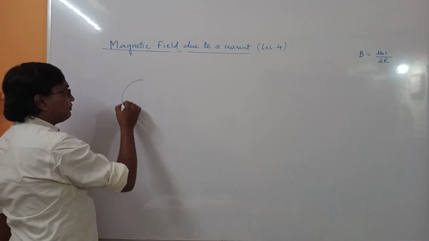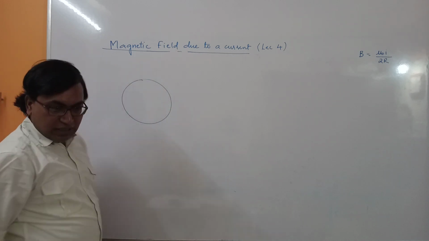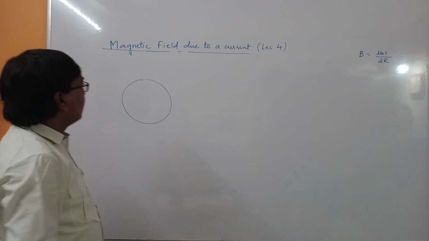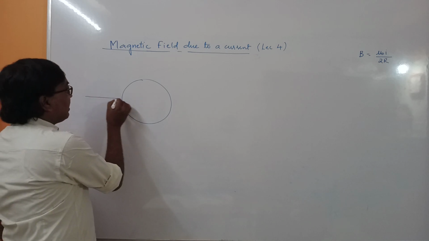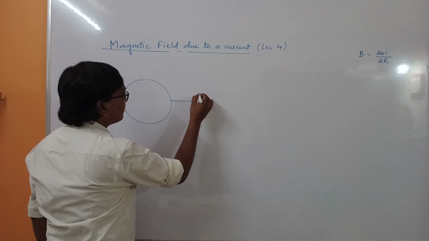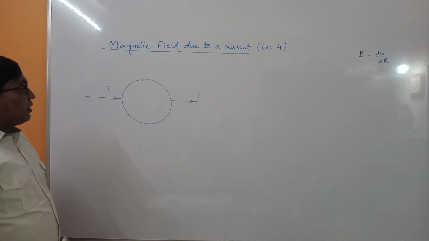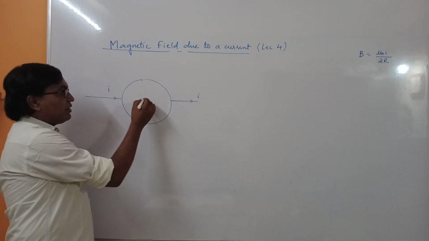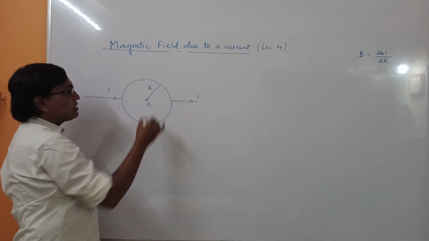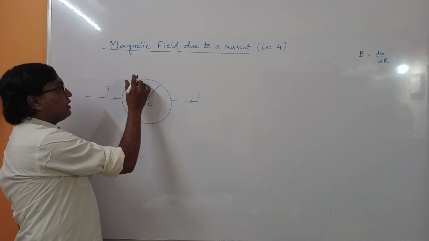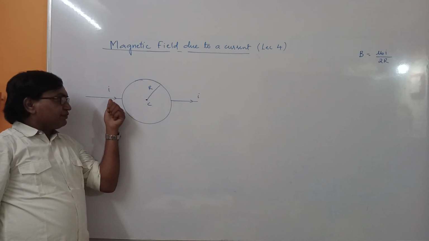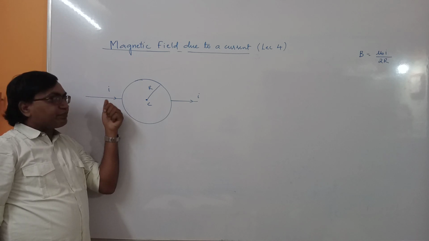So we have a circular loop. Here the current I is entering, and here the current is leaving. We have to find the magnetic field at the center, and let us say the radius of the loop is r. So what will happen? Here the current is coming, and this current is I.